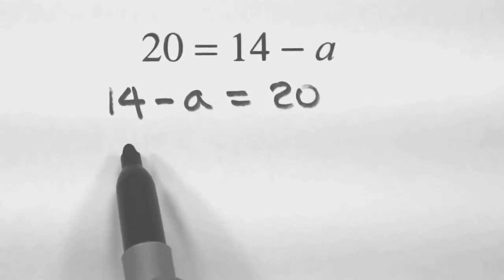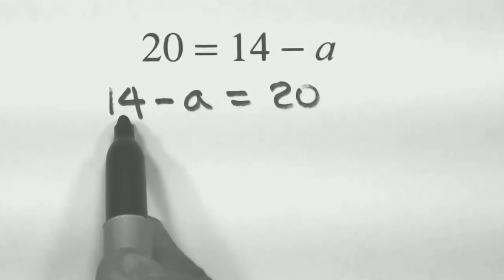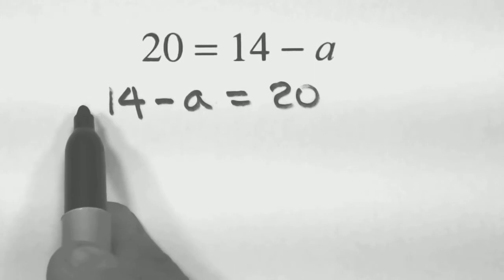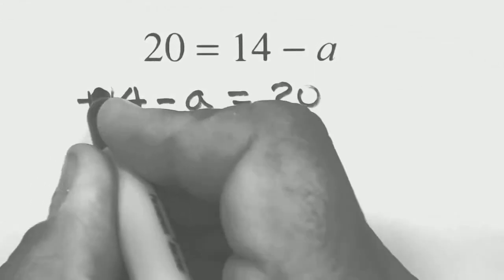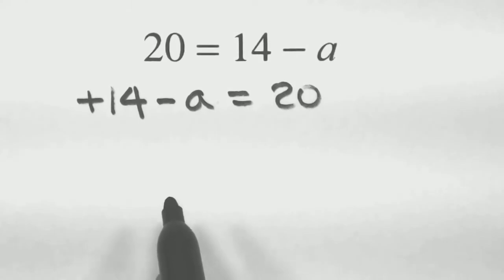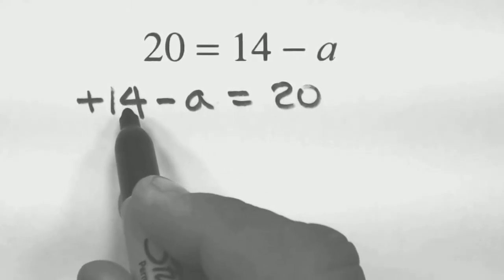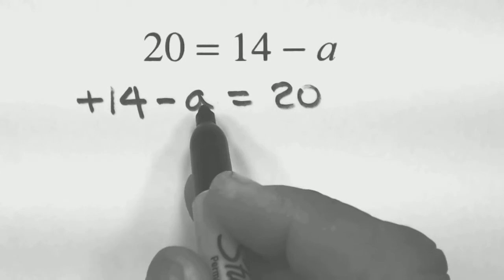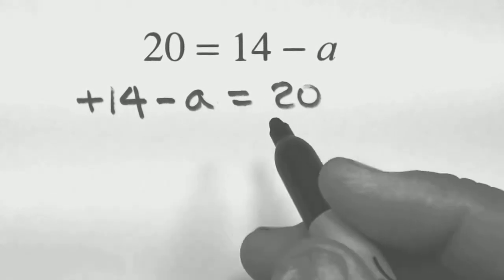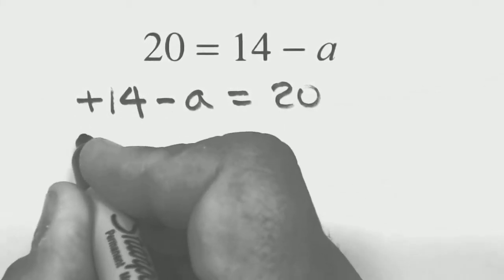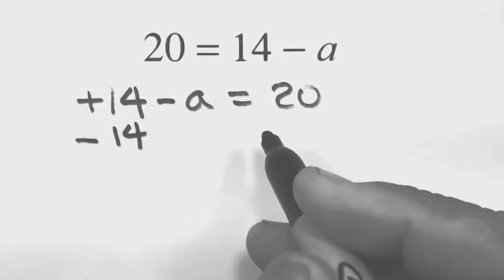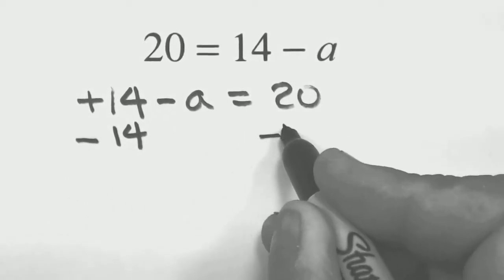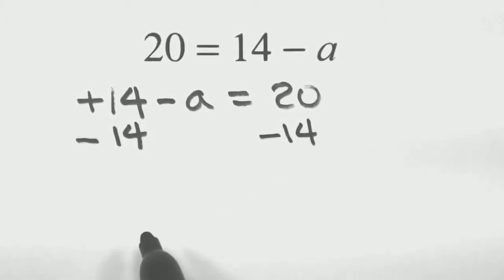Okay, the next thing, of course, is we've got to get rid of this 14. Now, there's no sign in front of it. So again, if you don't see a sign, you assume it to be positive, so there it is. What we want to do is get rid of this plus 14 to get the a all by itself. So the thing to do here is the opposite of plus 14. We subtract 14. But if you do it to one side, you've got to do the same thing to the other side. So there it is.